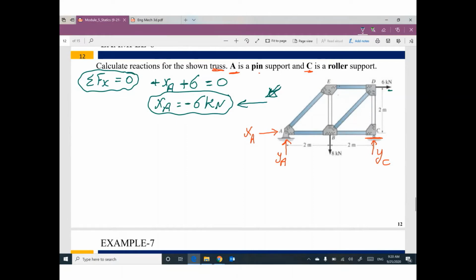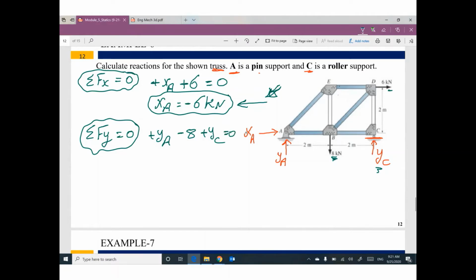Second equilibrium equation: summation of all forces in y equals 0. What do you have in y direction? I have positive YA. What else? I have negative 8. This one. What else? I have positive YC. This one. What else? Nothing else. Please don't forget any. So, equals 0.